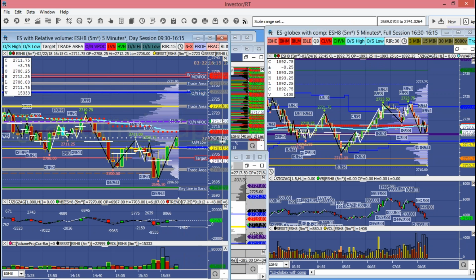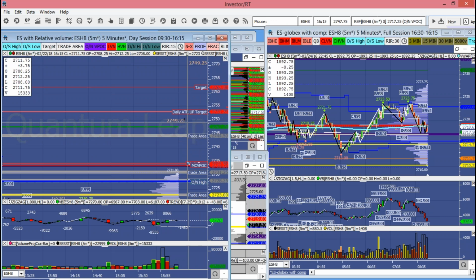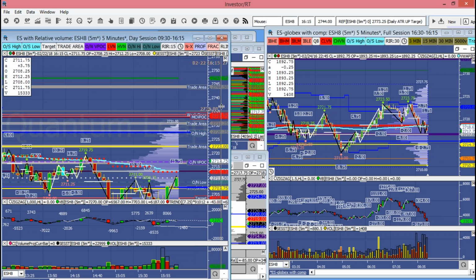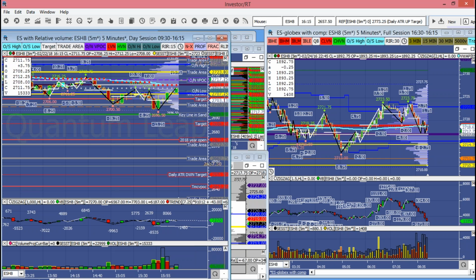In terms of the daily upside ATR target, our upside daily ATR is all the way up now in the 73 area. Just the ranges are so big, it's just incredible. You can't really use the ATRs as well as we usually do. And to the downside, off of the 27.75, our downside daily ATR is down at 26.65.